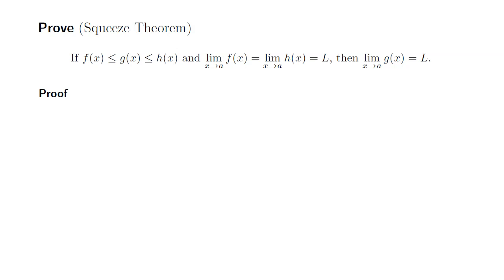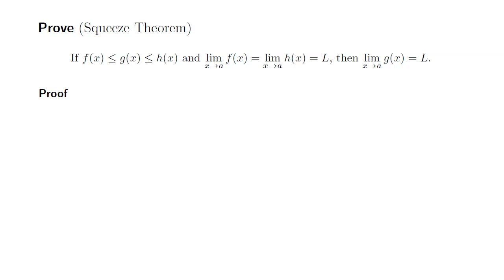All right, let's try to write the epsilon-delta proof for the squeeze theorem. Right, so here's the statement. We have three functions, f(x), g(x), and h(x), with f(x) being the smallest one, g(x) the middle one, and h(x) the largest one. If the smallest one, f(x), and the largest one, h(x), both converge to L as x approaches a, then the middle one, g(x), also converges to L as x approaches a.